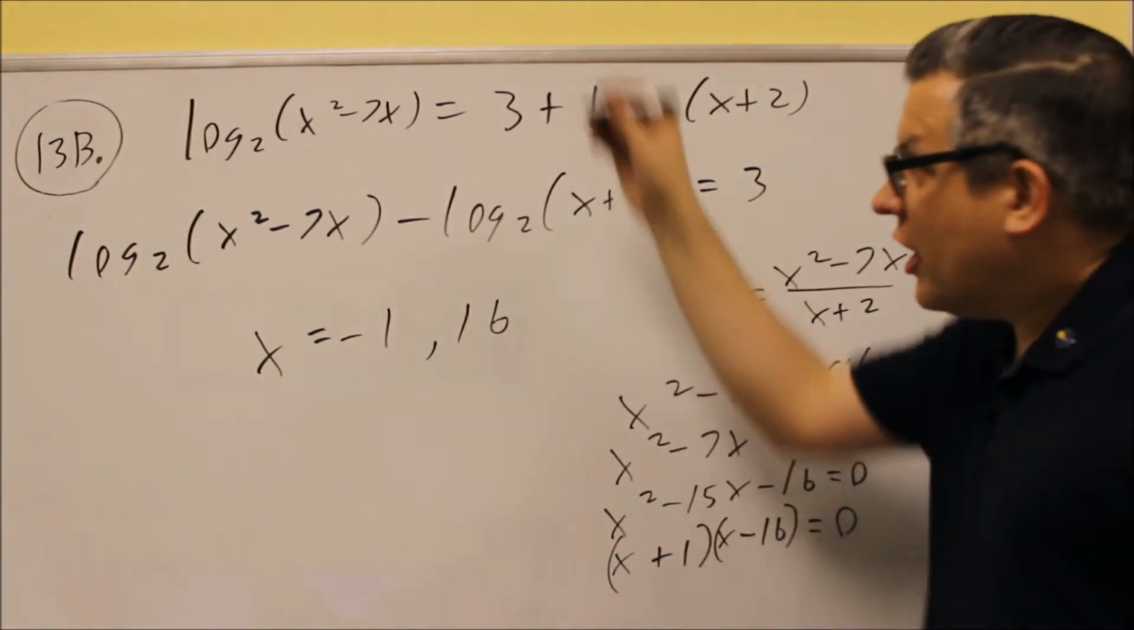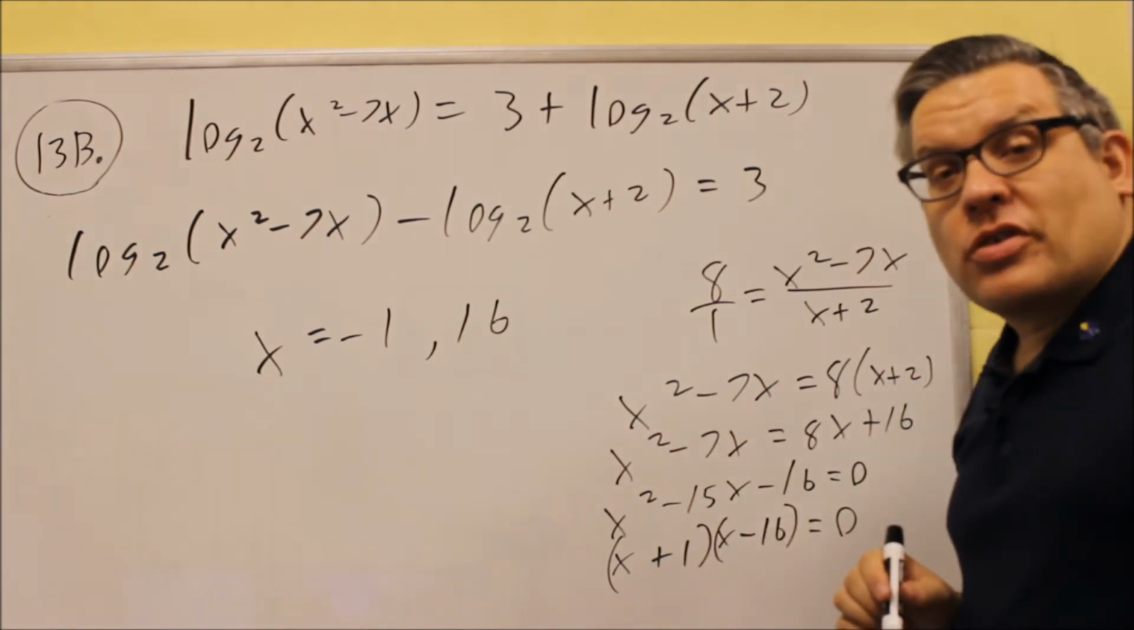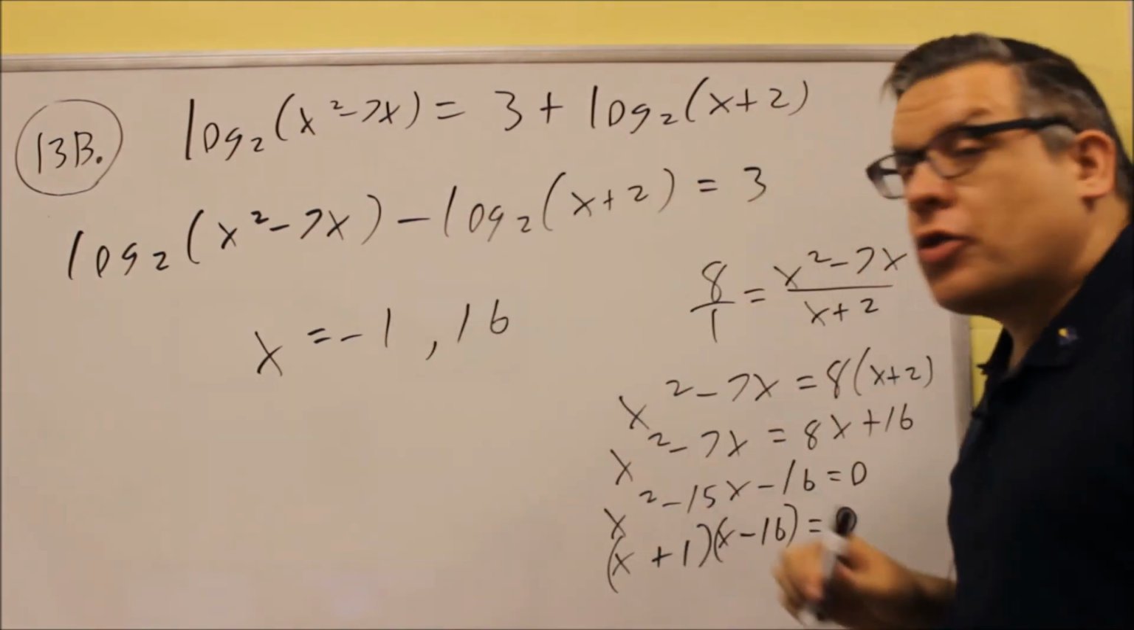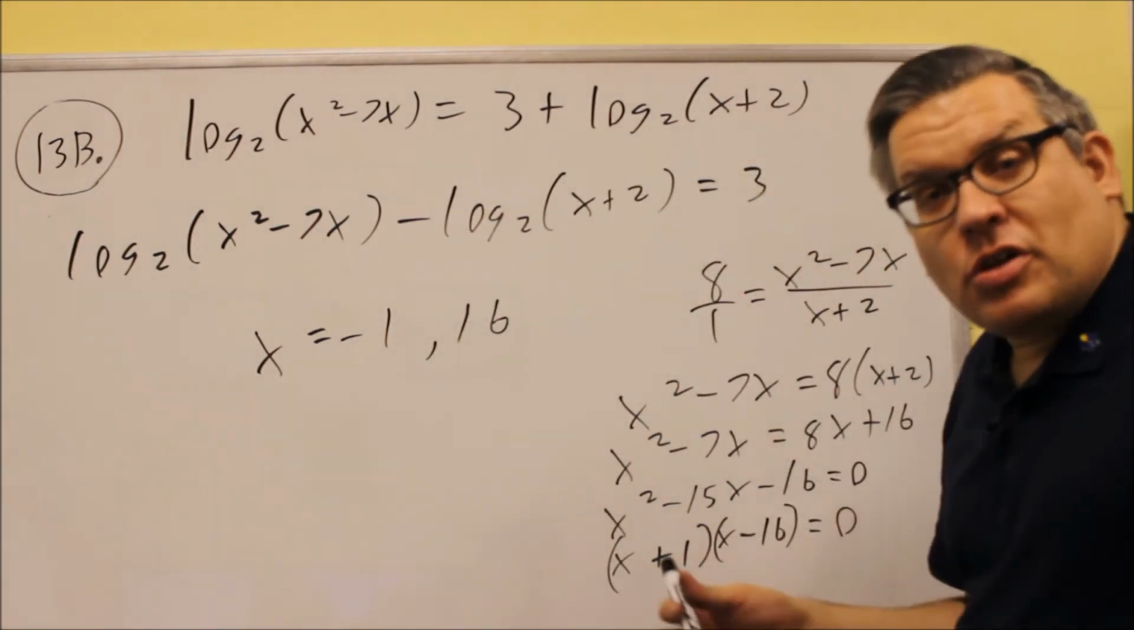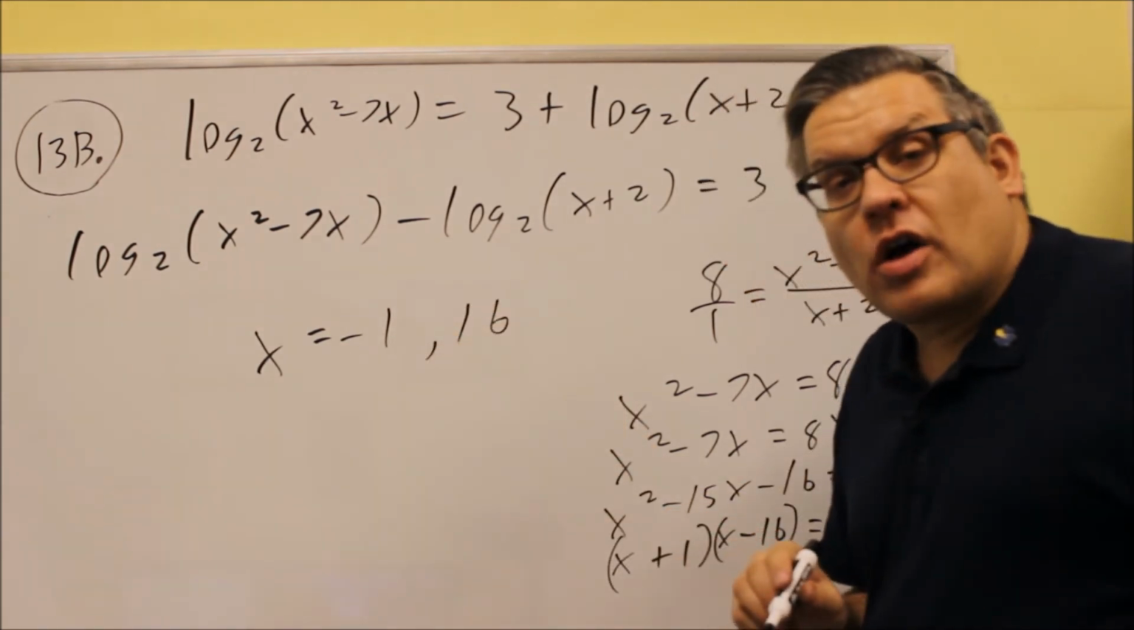With log problems, it's very, very important to put both your answers back into the original problem to make sure you don't get a negative inside the parentheses. If you get a negative anywhere in here when you put that in, then it's going to be no solution for that particular one, and you've got to cross it out.